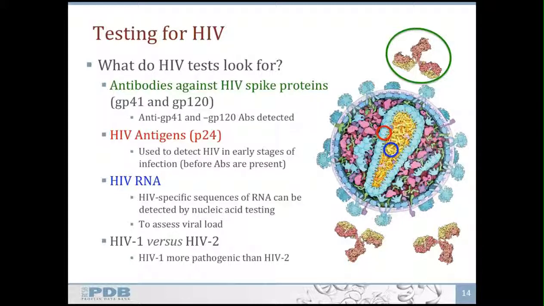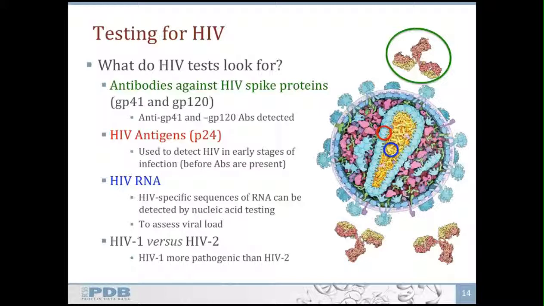It's possible very early in infections to actually detect the presence of the virus by looking for the viral proteins alone, such as the P24 protein. This can be detected in the blood even before the human immune system has actually mounted a response in terms of antibodies.